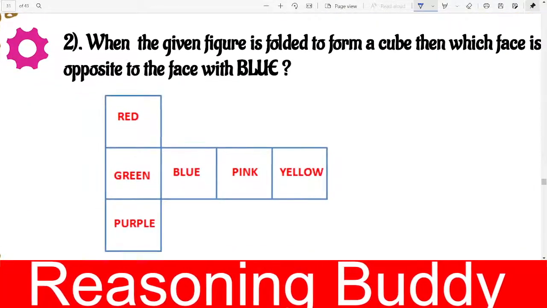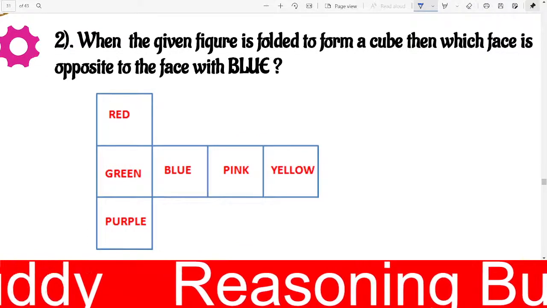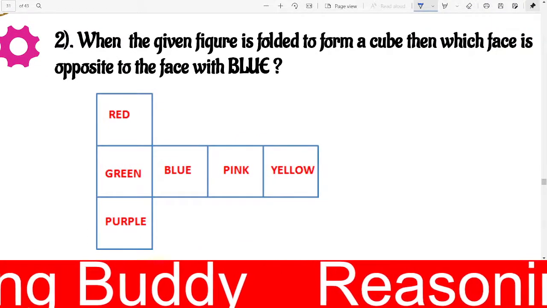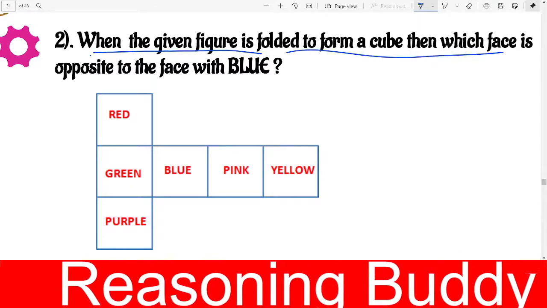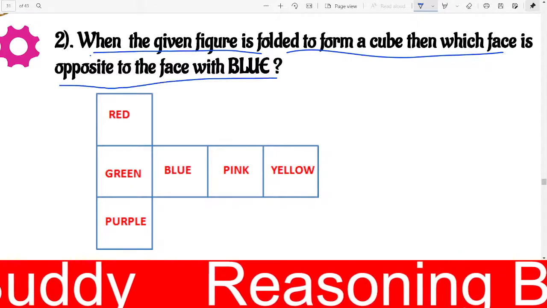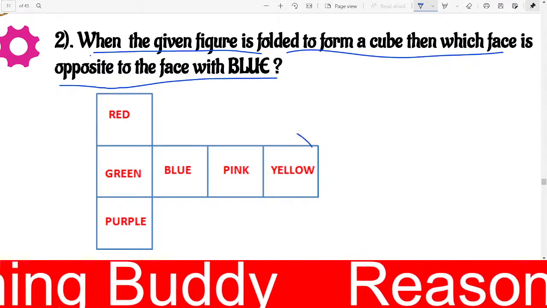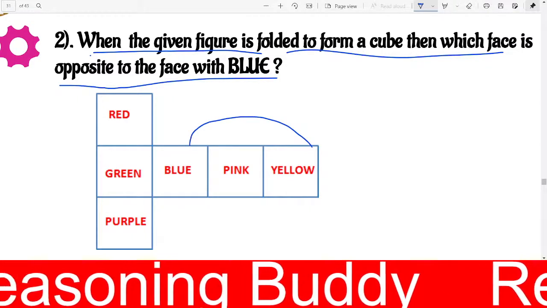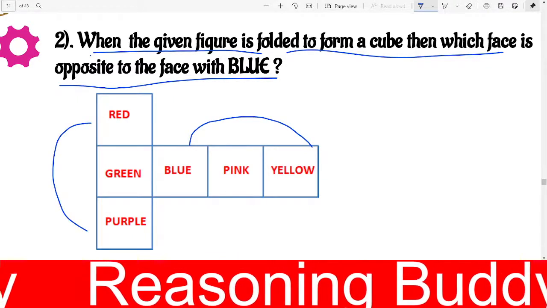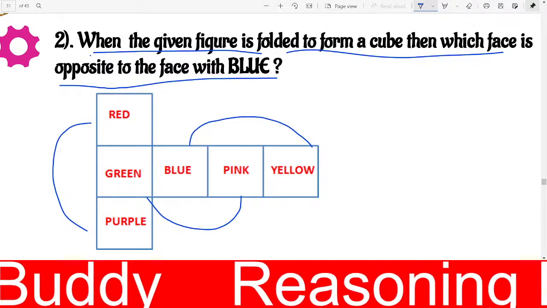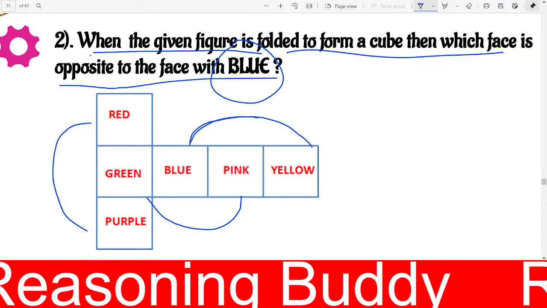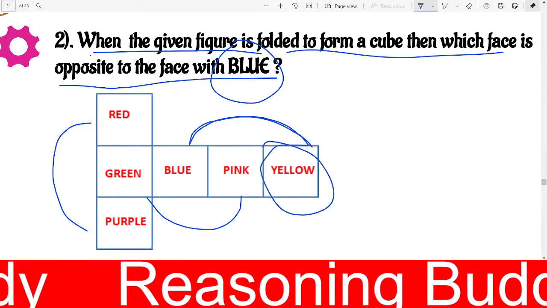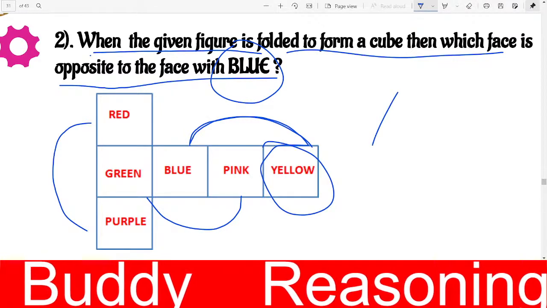So next, when the given figure is folded to form a cube, which face is opposite to the face with blue? As I said before, take one leave. So here also you can see the remaining green and pink are opposite. Here in the question they ask for blue, so the opposite pair for blue is yellow. So yellow is the correct answer.